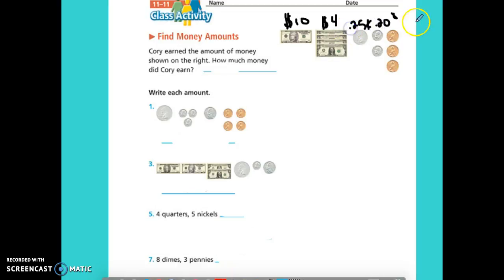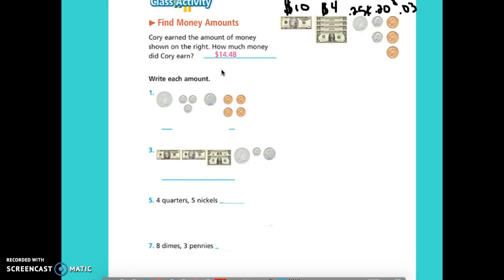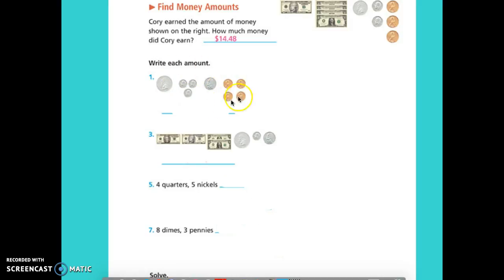Put our decimal in there. 3 pennies, 0.03. Okay, and then we're going to go ahead and add that up. So we've got 10 plus 4 is 14, plus 25, so we have $14.25, plus 20 more cents would give us 45 cents. So we have $14.45, plus 3 more would give us 48 cents. So our total ends up being $14.48. So let's go ahead and I want you to go ahead and try this one.